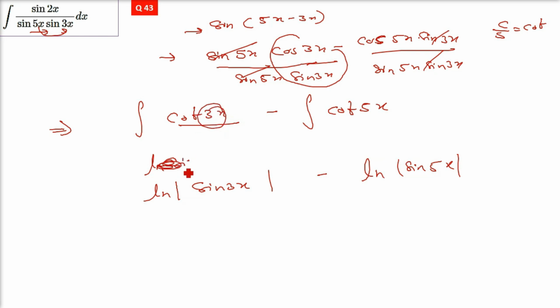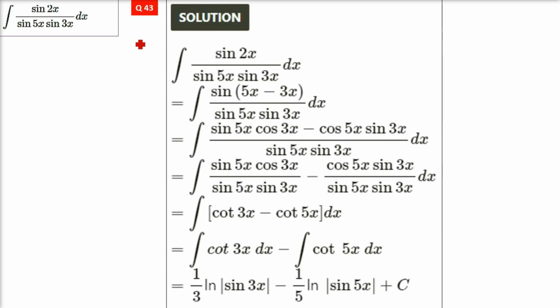So ln sin 3x, ln sin 5x, but 3x will be differentiated, so 3 will be in the denominator. 5x will yield 5, plus constant of integration. This is your final result. So this is how you can get this. 5x minus 3x is 2x. If you can imagine that, this question will be a piece of cake for you for sure.